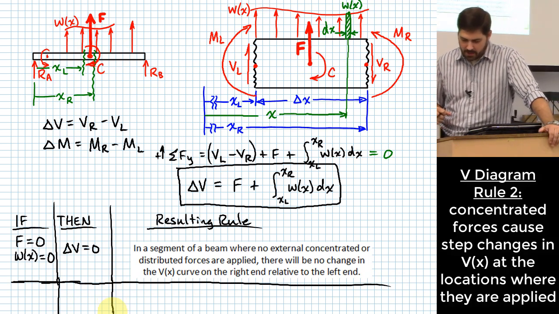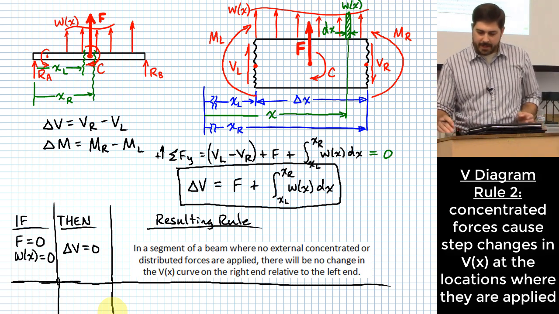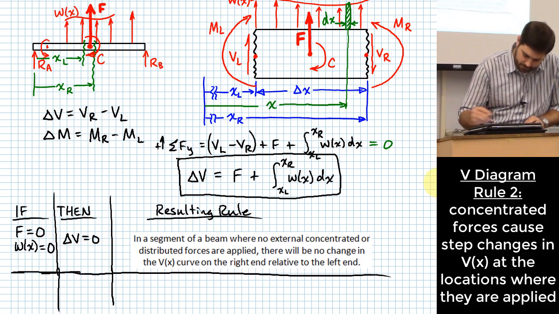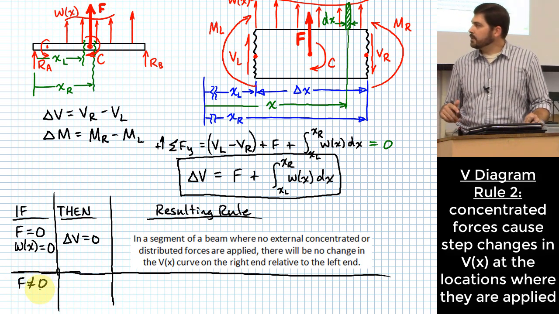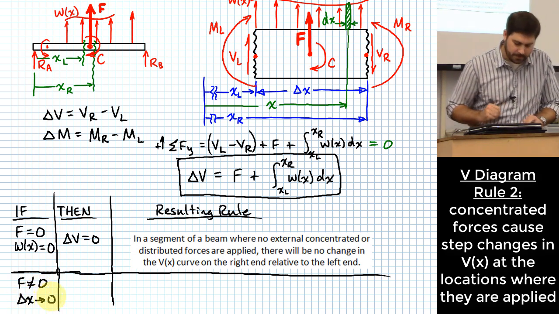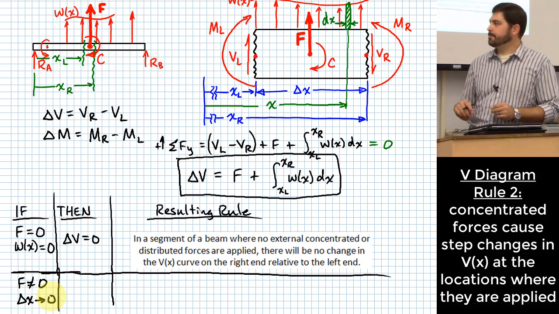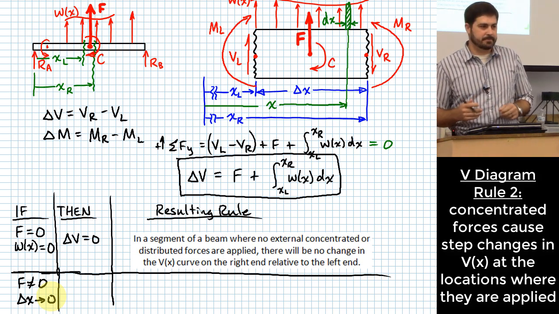All right? Our next rule is this. What if f is not equal to 0? Okay? And let's also do this. Let's let delta x approach 0. All right? What does it do if delta x approaches 0?